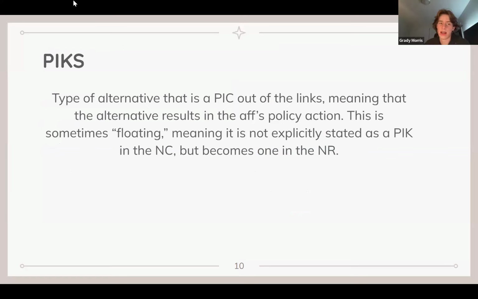Alternatives can also function as a PIK, which is just a plan inclusive critique, which is essentially saying that we can do the entirety of the plan in the affirmative, except absent the links that the 1NC says are harmful. So, for example, if the critique says that the affirmative's death impacts are harmful, a plan inclusive counterplan based around that would say that we can do the entirety of the affirmative absent their impacts because we've said that those are harmful, but maybe we can agree with the rest of the affirmative.